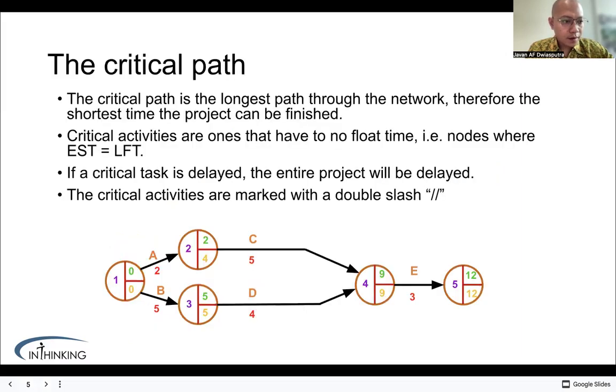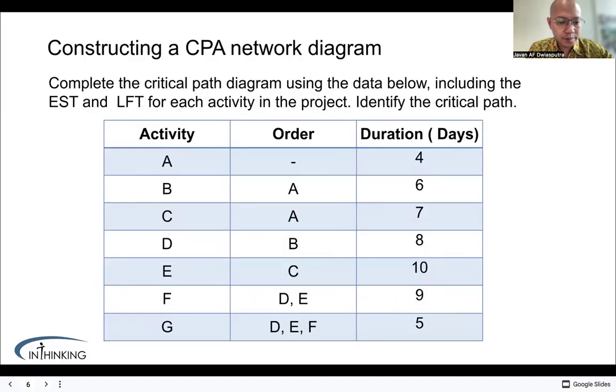So now we come to the most important part, the critical path. The critical path is the longest path through the network and determines the shortest possible time to complete the project. Activities on the critical path have zero float. That means they cannot be delayed. If one critical activity is late, the entire project will also be late. In the diagram, the critical activities are marked with the double slashes.